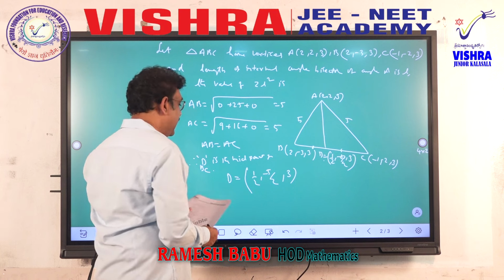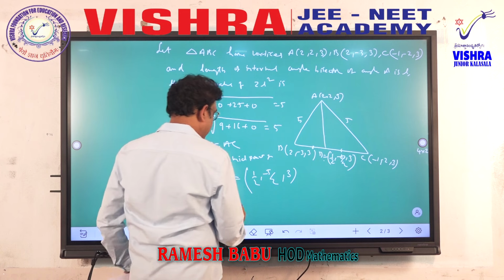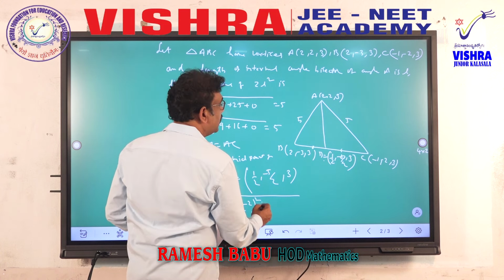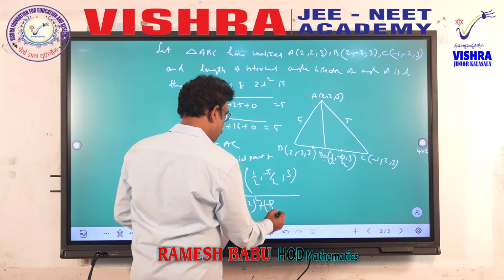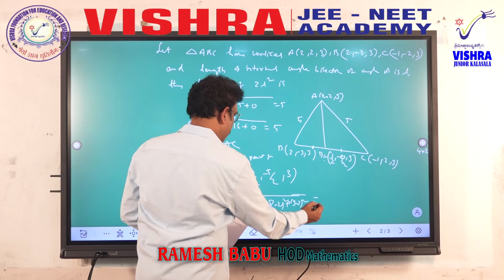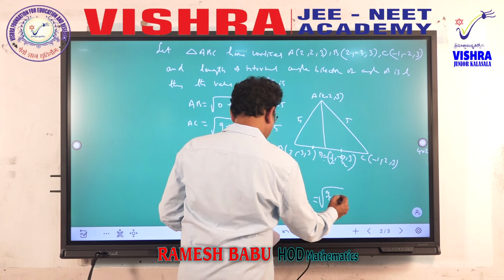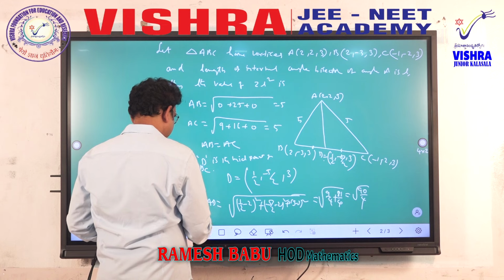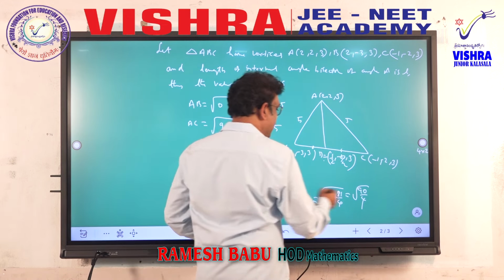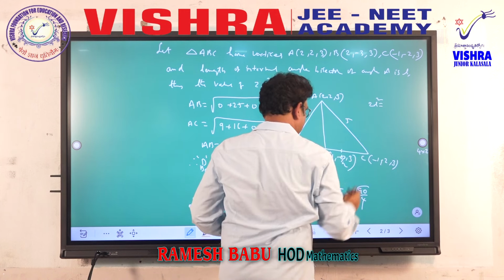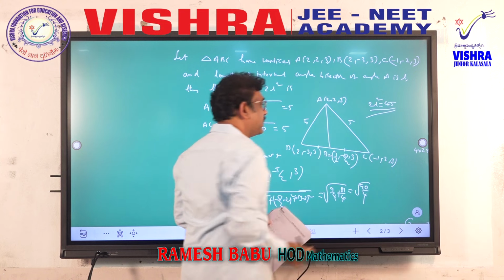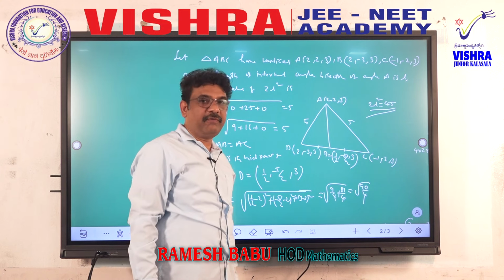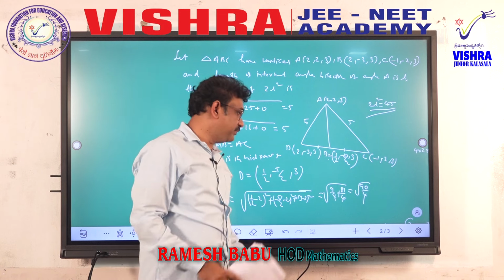So now here AD is equal to square root of (2 minus 1 by 2) whole square, next (minus 5 by 2 minus 2) whole square, (3 minus 3) whole square, that is equal to square root of 9 by 4 plus 81 by 4, that is equal to 90 by 4, this is equal to L. So now 2L square is equal to 45. Here L square is equal to 90 by 4, 2L square is equal to 90 by 4 into 2. So that is equal to 45. Okay.